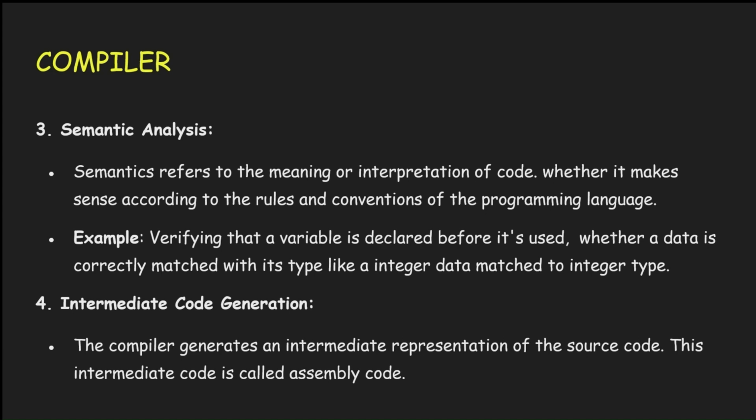Step 4. Intermediate code generation. The compiler generates an intermediate representation of the source code. This intermediate code is called assembly code.